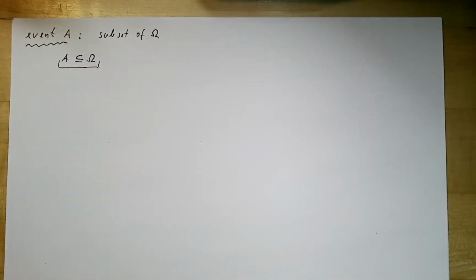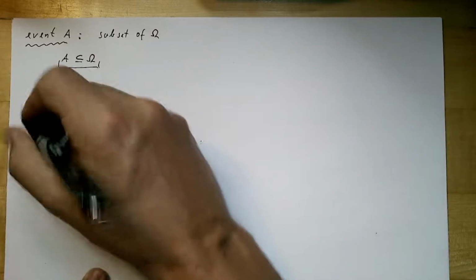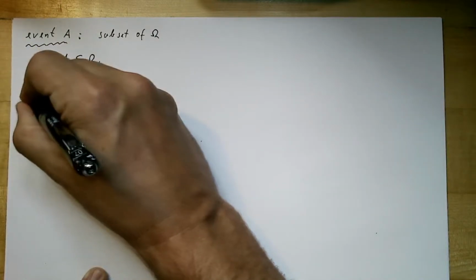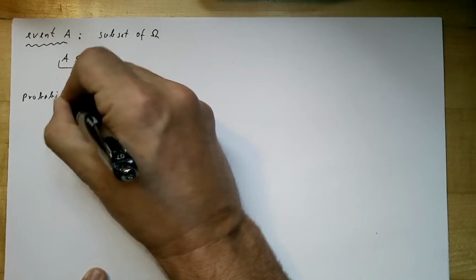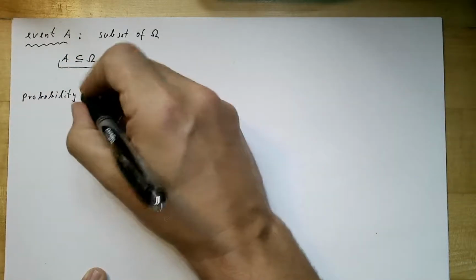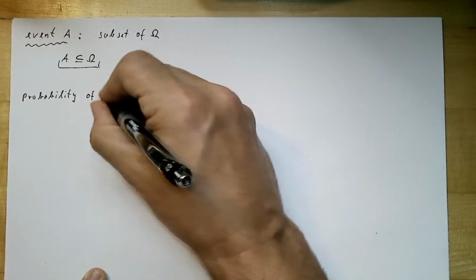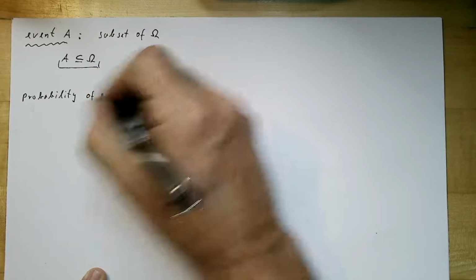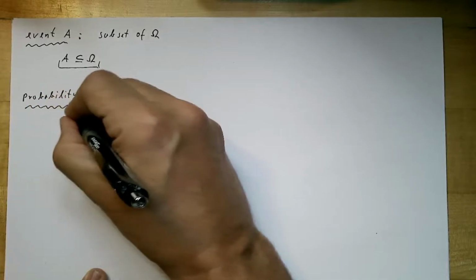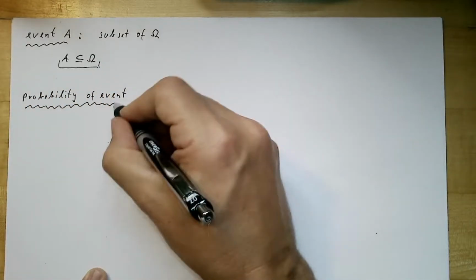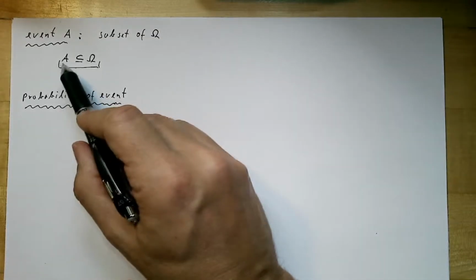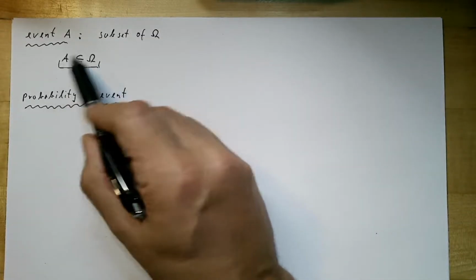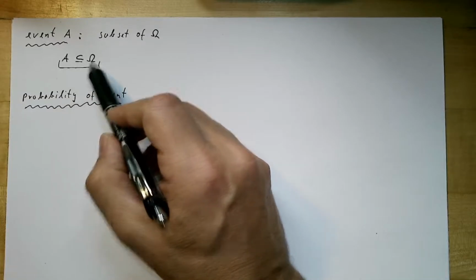And now we can say what is the probability of an event. The probability is a function which assigns every event, so every subset of our sample space, a number.